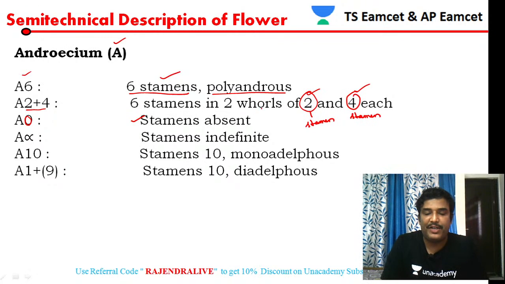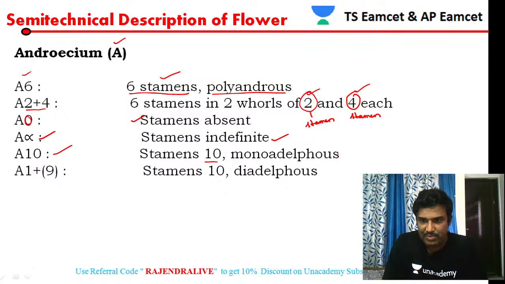Then there is one more term called A infinity, in which stamens are indefinite. Such a condition is called A infinity. Then A10. There is another term called A10. A10 means the number of stamens present is 10, no doubt about it.